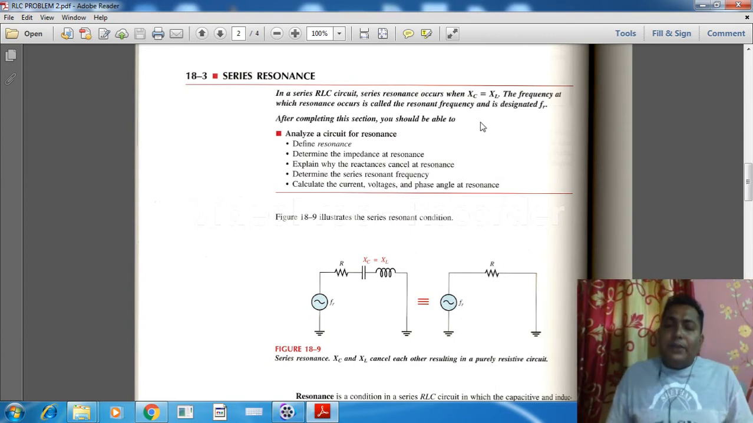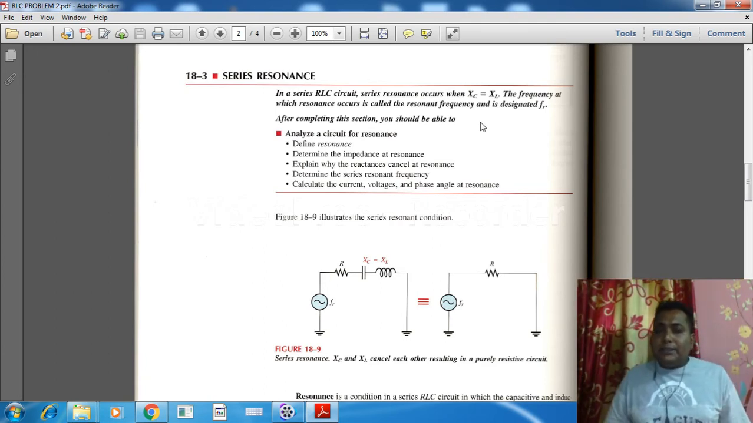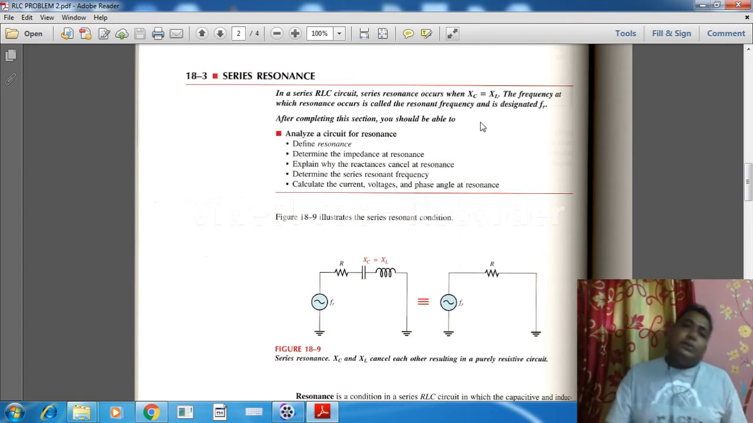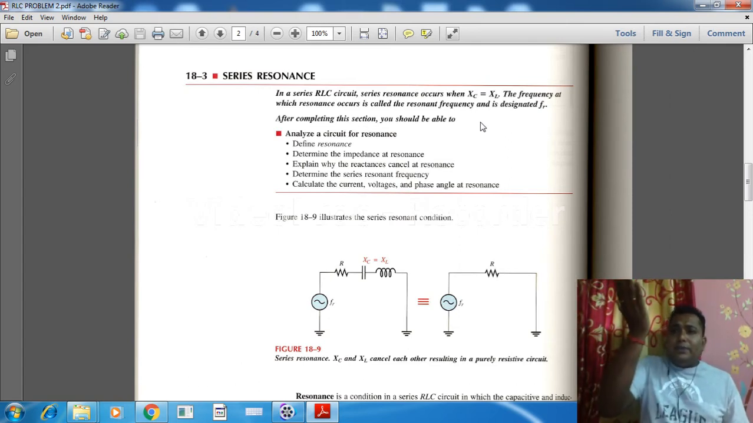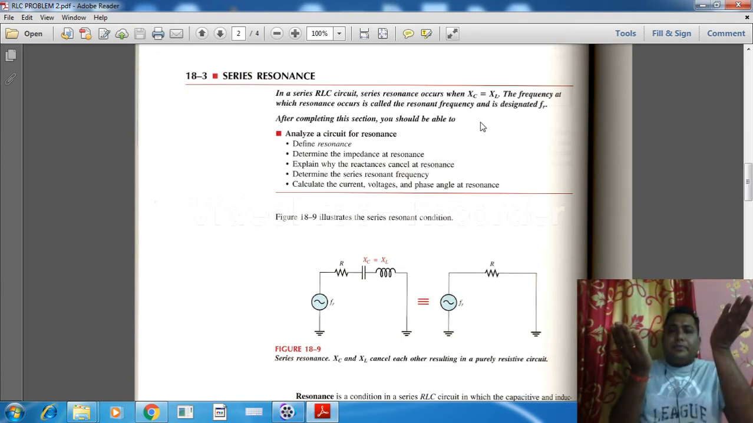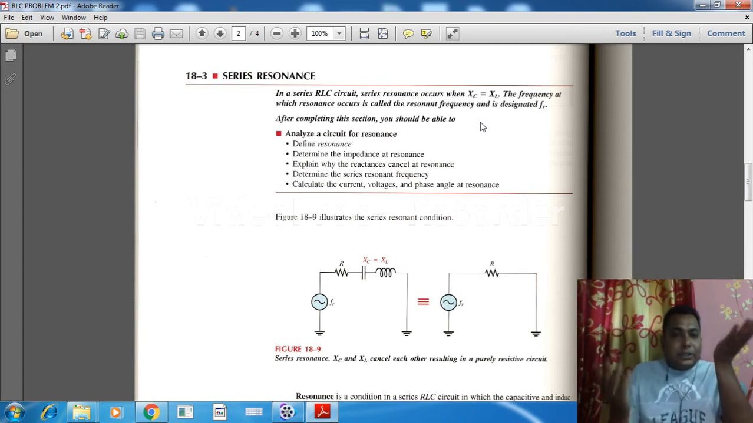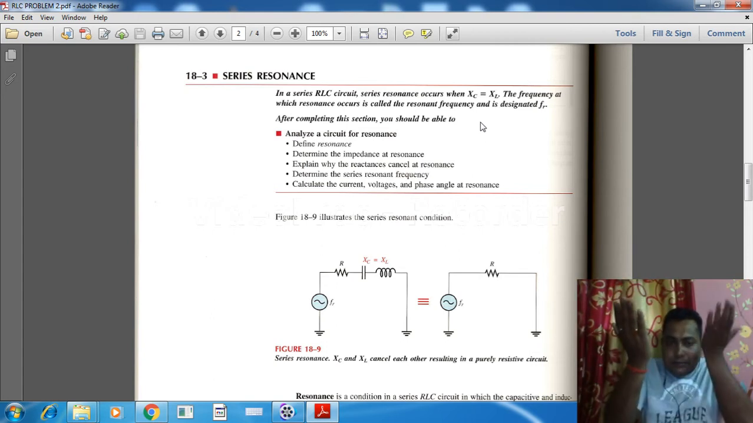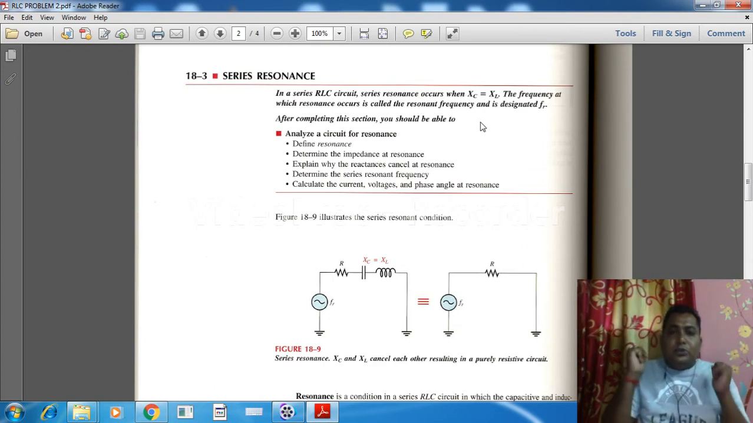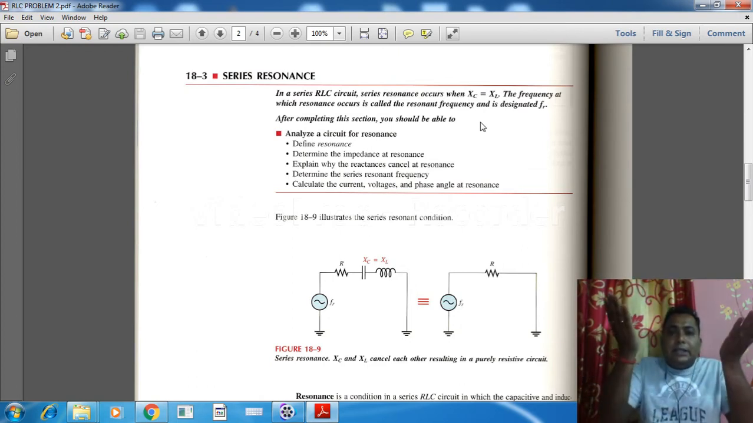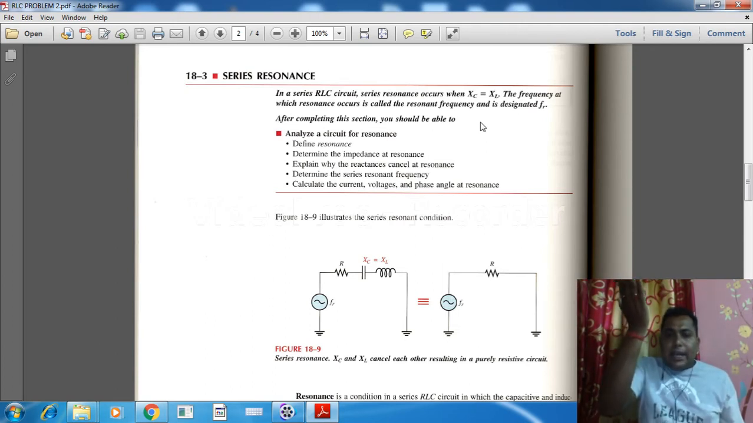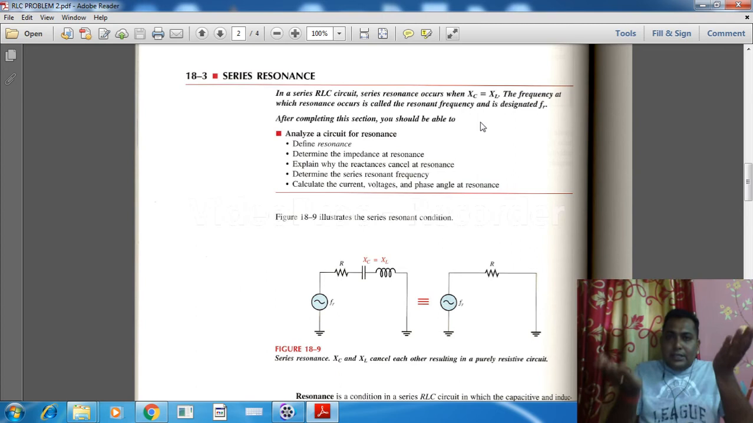Now think, if we increase the frequency, what will happen? In case of XL, when we are increasing the frequency, XL is increasing. But in case of XC, as it is inversely proportional, when frequency is increasing, XC is decreasing. So that means when frequency is increasing, XL is increasing and XC is decreasing.